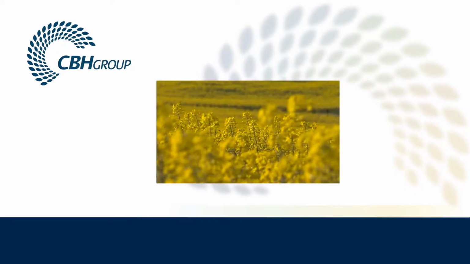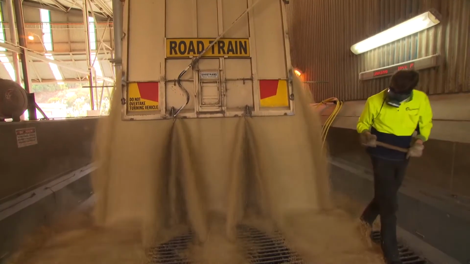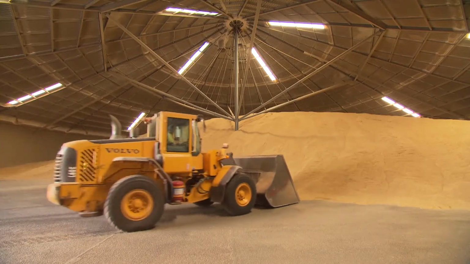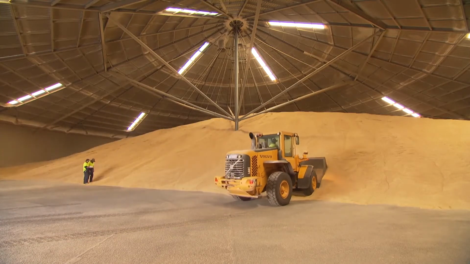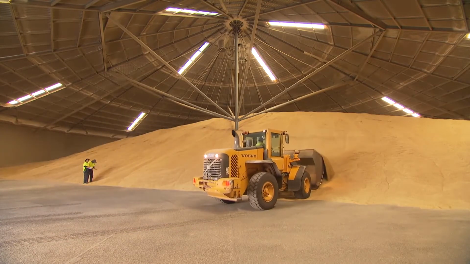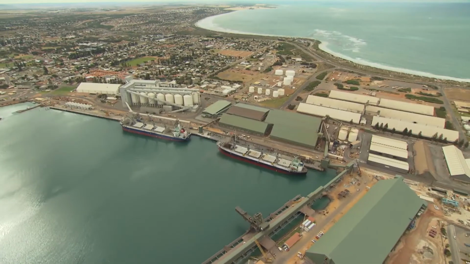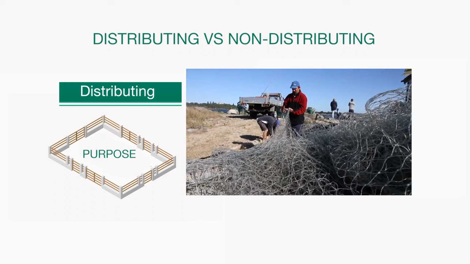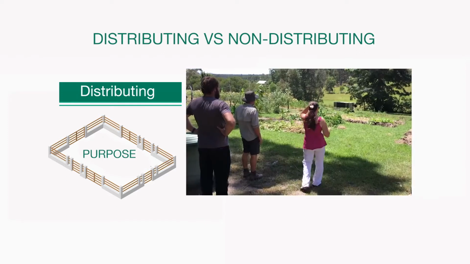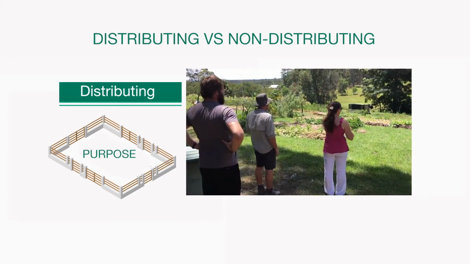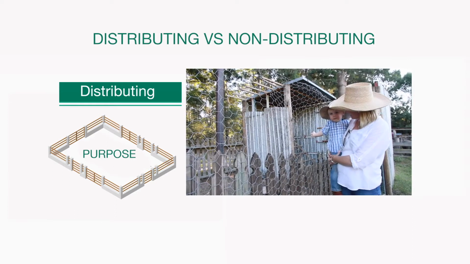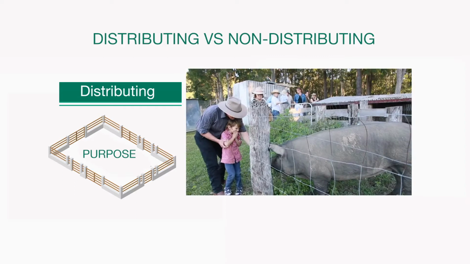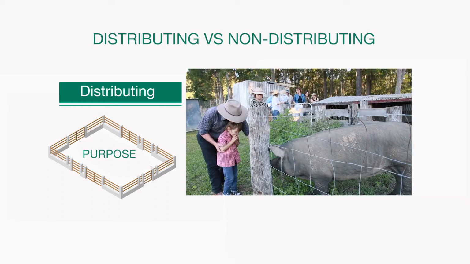Another example, Cooperative Bulk Handling, is a non-distributing co-op which holds extensive infrastructure to deliver transport, processing and marketing services for current and future grain farming communities. As the name suggests, a distributing co-op can distribute profits to members. These for-profit organisations are better described as for-purpose because they focus on serving members.